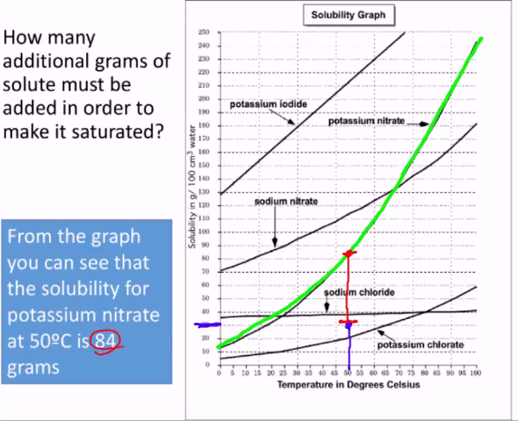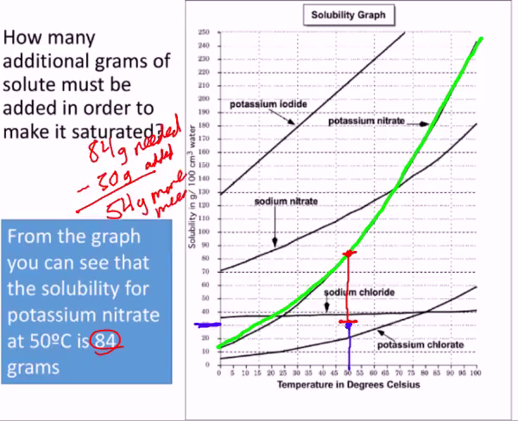Okay. So how do we figure out how much is needed? We're going to take our total for that saturation point at that temperature. So it's 84 grams is what is needed. We have how much? Needed. Minus 30 grams we have. We're going to subtract out. How many more do we need? 54 grams more needed to make it saturated. All right?